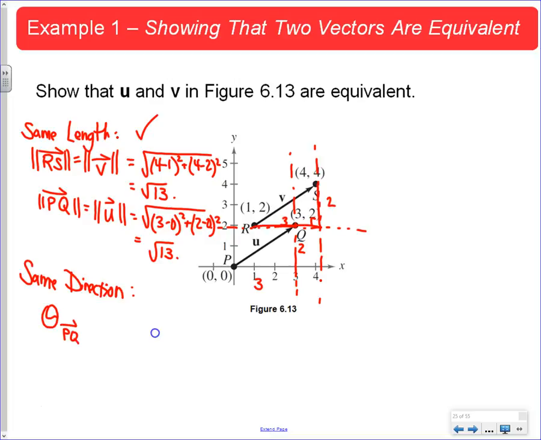Two over three. Yes, positive 2 over 3. Why am I saying positive? Because I'm going up and to the right. So I could say positive 2/3.